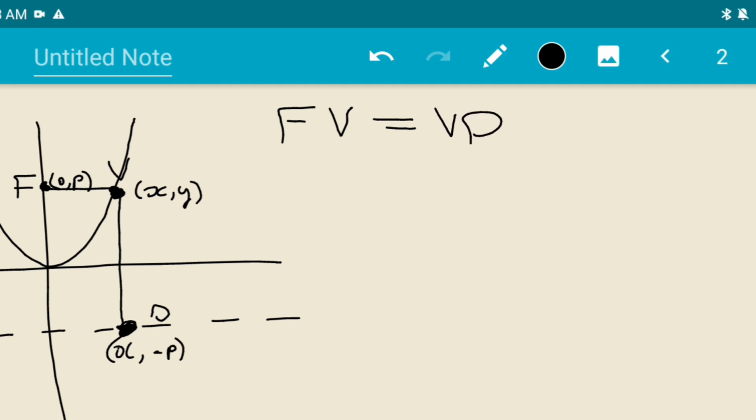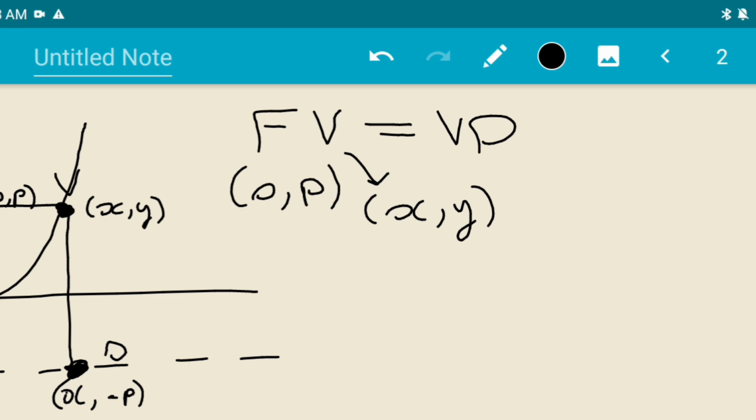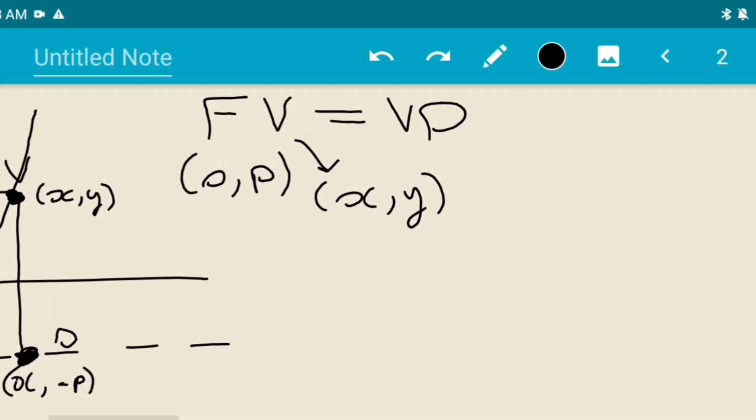Okay. With that being said, now let us come up with the equation which we are looking for. Let's first start with the distance between F and V. F has the coordinates 0, p, and V has the coordinates x, y. As you may see in this case, V is the common one. It is the one that we're going to use as our y2 and x2. So let us first find the distance equation between F and V.